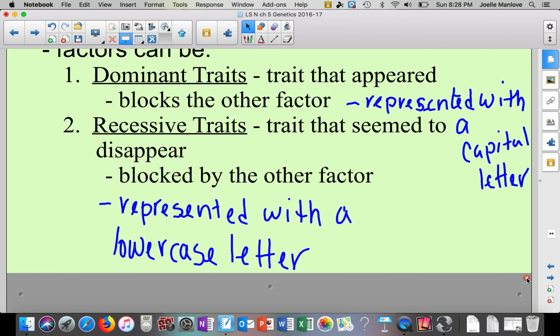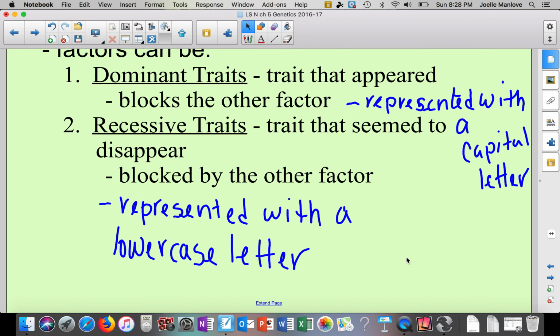And we'll talk about all of that a little bit later when we start doing our Punnett squares and things. But just remember that dominant traits are represented with a capital letter, recessive traits are represented with a lowercase letter. Dominant traits, again, remember, those are the ones that are dominant. They dominate, they block the other thing out. The recessive ones are the quiet ones. They're the ones that kind of disappear. They get covered up by the other one.